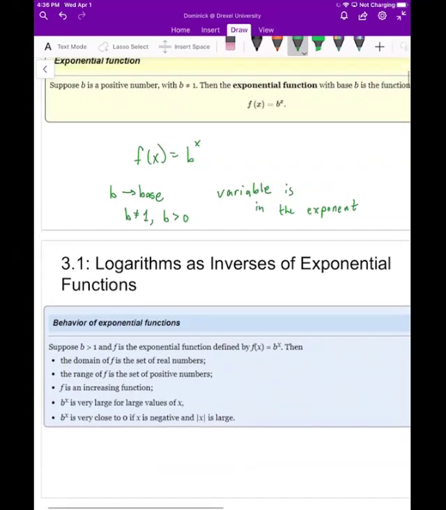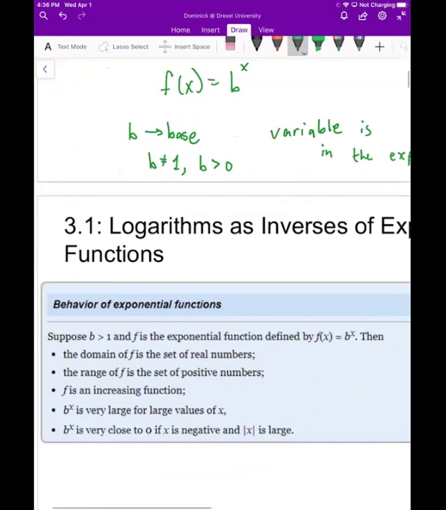Now, some properties for exponential functions. The domain for any exponential function is the set of all real numbers, so you can plug in any real number and you will get a solution. The range is a little bit different. The range is only the set of positive numbers, so you can't get a negative by plugging in any x value, and you can't get 0 either. We'll look at an example of this in just a second.